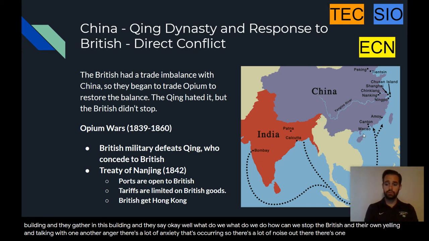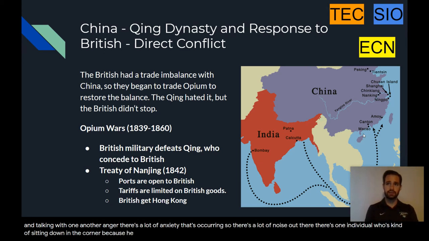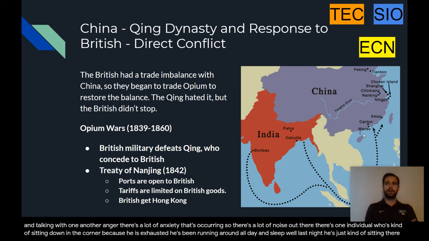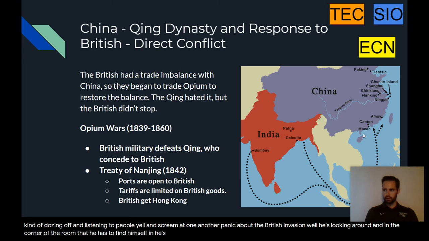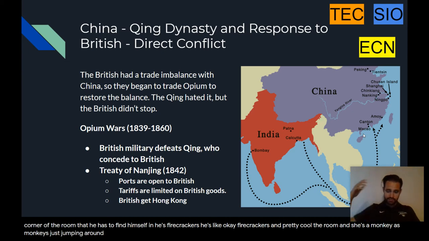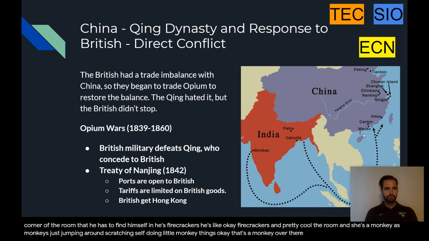And there's one individual who's sitting down in the corner because he is exhausted. He's been running around all day, didn't sleep well last night. He's just sitting there, dozing off and listening to people yell and scream at one another, panic about the British invasion. Well, he's looking around, and in the corner of the room he sees firecrackers. He's like, okay, firecrackers, they're pretty cool. He looks over to the other corner of the room, and he sees a monkey. This monkey's just jumping around, scratching himself, doing little monkey things. He's like, okay, that's a monkey over there.